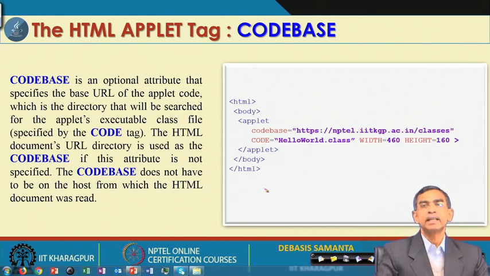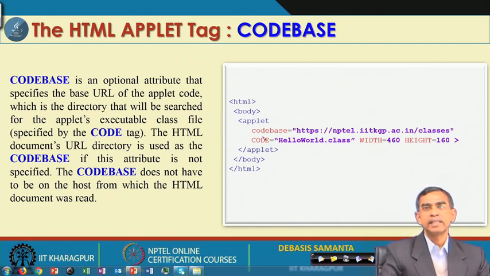So, codebase is basically showing the relative address or base address of your applet. Now, what exactly is the idea? If you want to import your class file from a distant machine, other than your local. The machine from which the browser is browsing is called the local to that browser, and if you want to have access from some distant, remote machine, then that can be connected through the browser.